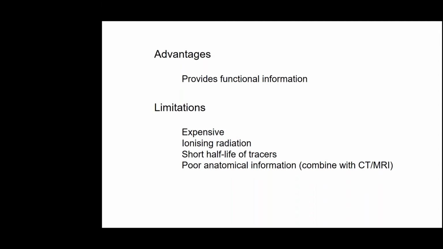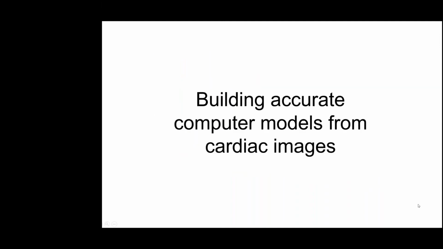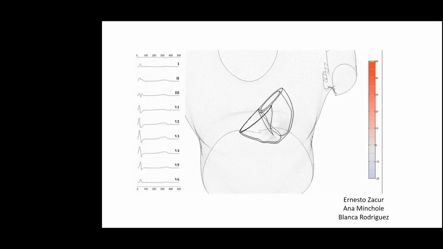So I have presented a number of the main imaging modalities that are used to image the heart. And in this last part of the talk, I wanted to explain one example in which we are taking information from images and applying a number of analysis steps in order to get where we want, which is the production of accurate computer models for cardiac images. So this is what we want to get, right? This is what we are getting.